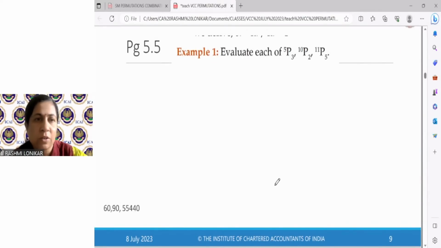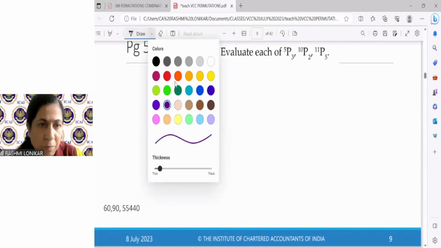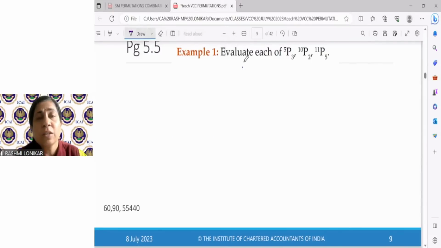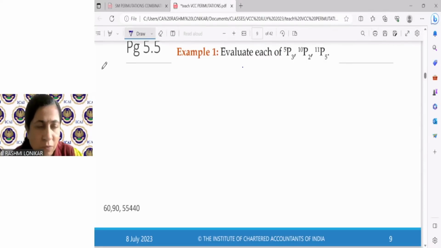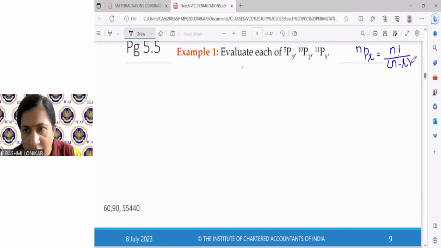And now I will introduce the concept of the golden rule of factorial, which is so important for you to know. What the golden factorial rule says is that whenever in doubt, write the whole factorial, so that you don't make a mistake. Okay, so what is the formula? Let us write the formula here. nPr is equal to n factorial upon (n minus r) factorial.